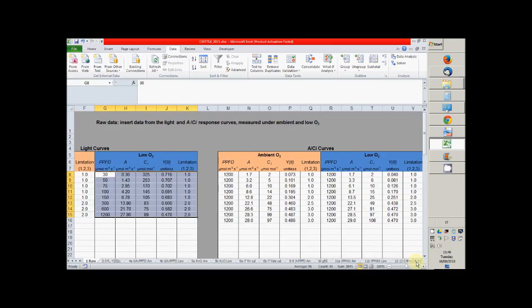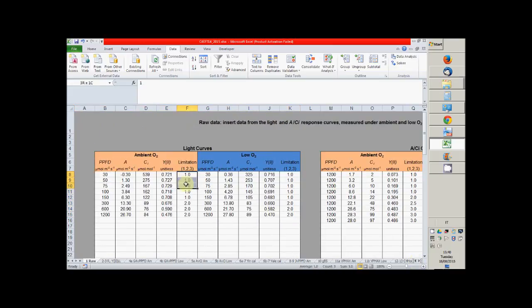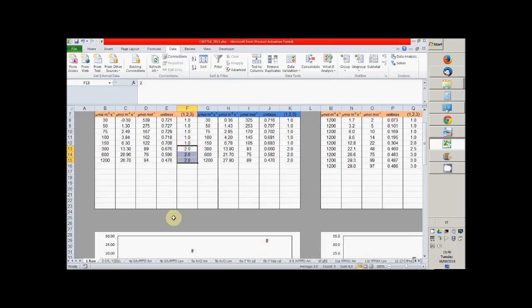here. Alongside each data point, it is required to specify a limitation. So here I specified 1 for the initial part of the light curve, 2 for the light limited part of the light curves, and you may specify 3 for the remainder of the points. Since light curves were measured under a maximum light intensity of 1200, there is not really any data point which is not light limited.